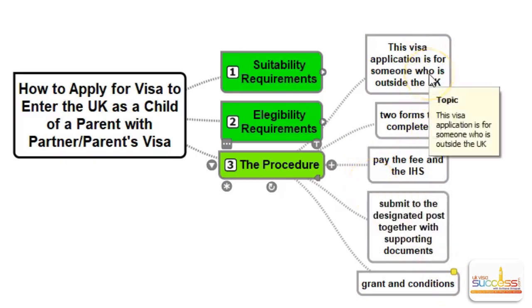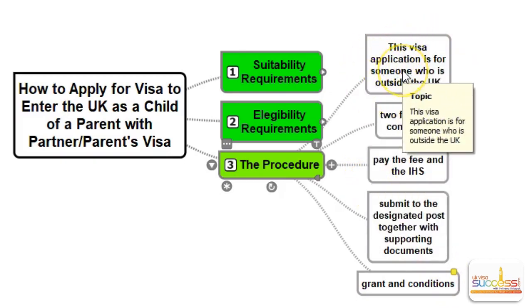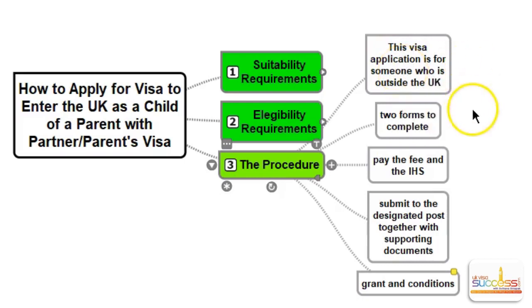The procedure consists of a number of elements as well. First of all, they will need this entry clearance visa. This is only for someone who makes an application from outside the UK. Secondly, they will need to complete 2 forms. And if you stay with me until the end of this video, I'll explain how you can get the links to these 2 forms.